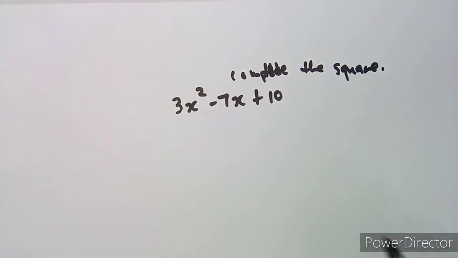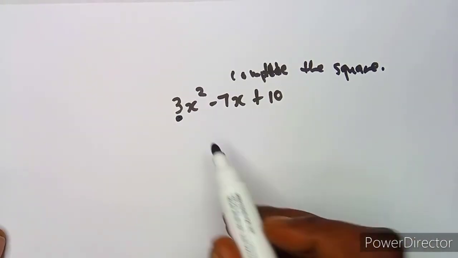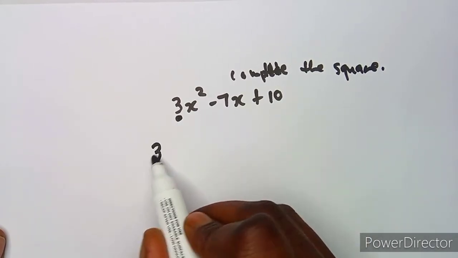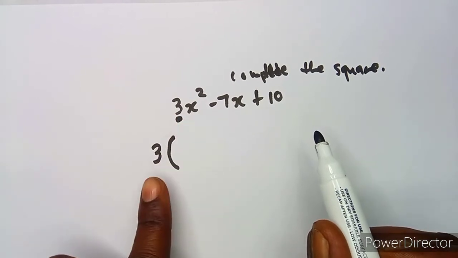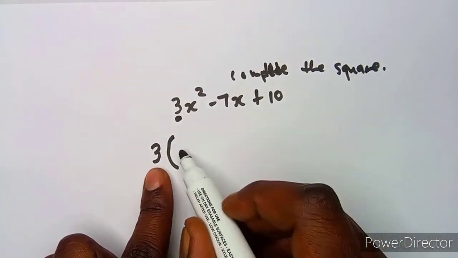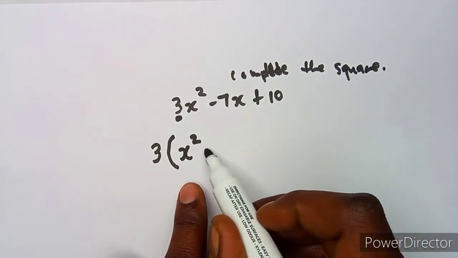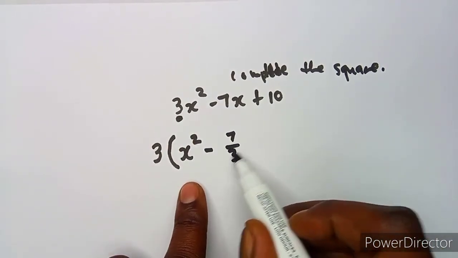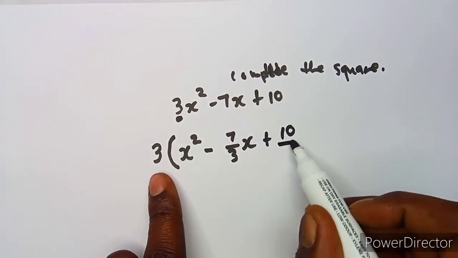The coefficient of x squared is not 1. So what am I going to do? Factor out that coefficient that is not 1. So you factor out 3. To factor out 3 means you are dividing by 3. That is 3x squared divided by 3. So you're going to be left with x squared minus 7x divided by 3, which is minus 7 over 3 x, and 10 divided by 3, which is 10 over 3.